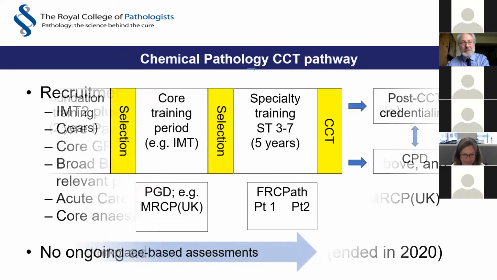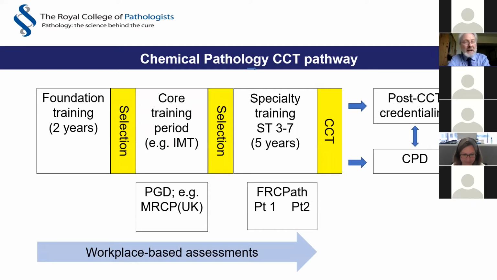Okay, next slide, please. So this gave us a training program as shown here with 2 years foundation training, 2 years training in a physicianly specialty, and I've put IMT there as an example, followed by 5 years training in chemical pathology, leading to the acquisition of the CCT. And this would be assessed by a medical diploma during the first period of core training, and then FRC Path during specialty training, and also through workplace-based assessments throughout the course of training. And following completion of the CCT, people would continue their medical education through CPD, but they would also have the chance to undertake post-CCT credentialing. And I'll say more about that a little later.